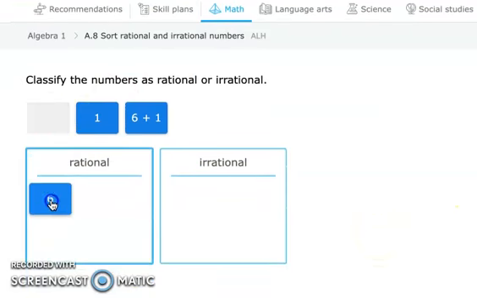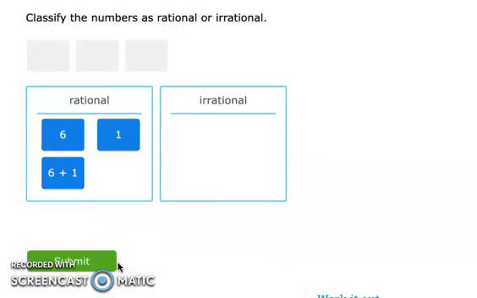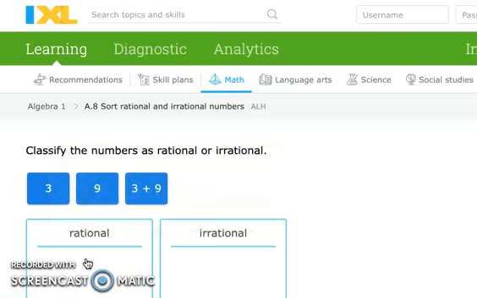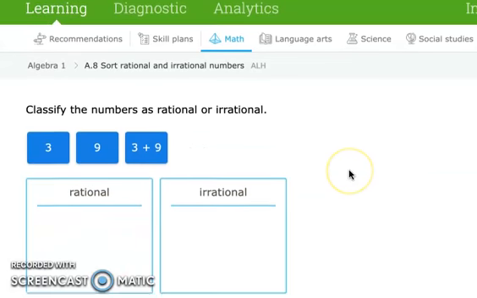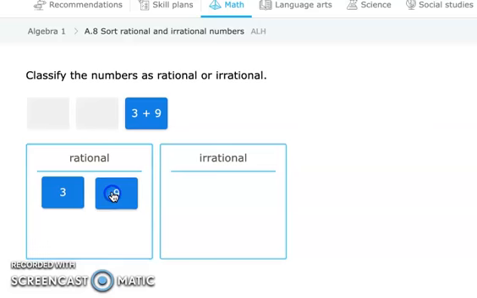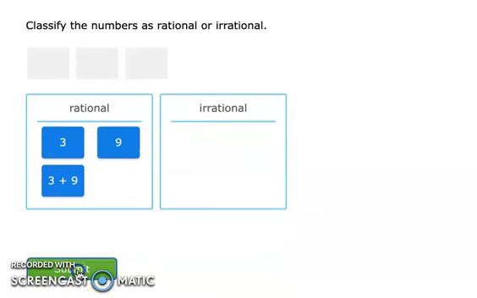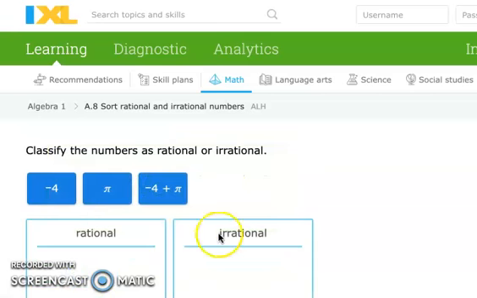6 is a whole number. It's rational. 6 plus 1 is 7, which is a whole number. Therefore, it is a rational number. I'm going to submit, and my answer is correct. Okay, so 3 is a whole number. 9 is a whole number. 3 plus 9 is 10, 11, 12, a whole number. Therefore, those are rational numbers. Okay, last one.